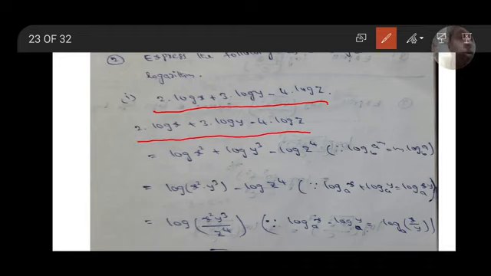Here base is not given, means base is any base. Logarithm means it is simply log base 10. First, using the property, it is plus. So log x to the base a plus log y to the base a equals log xy to the base a. Product will come.